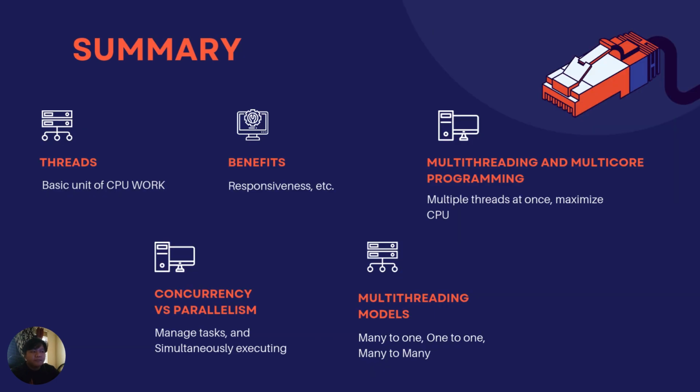To summarize, threads are the basic unit of CPU work, basically the workers in the factory. The benefits are responsiveness, scalability, and economy. Multi-threading is focused on multiple threads running at once. Multi-core is about designing for the CPU, maximizing the CPU resources. Concurrency is focused on managing tasks, and parallelism is about executing those tasks simultaneously. And the multi-threading models are many to one, one to one, and many to many, as we talked about in the previous slide.